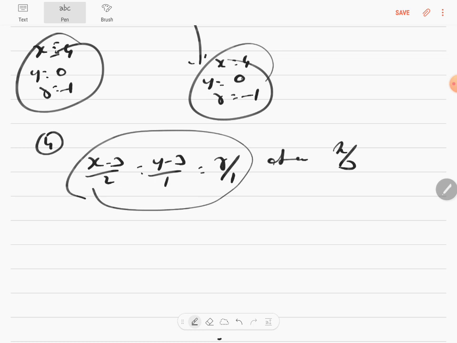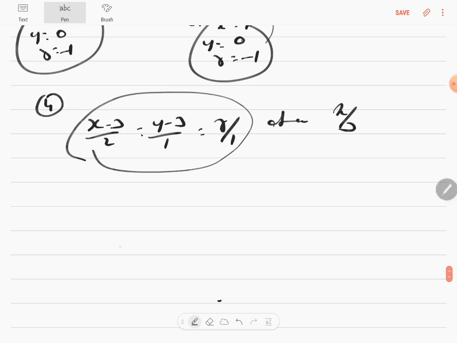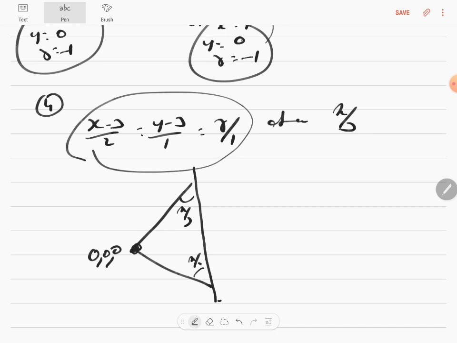The two lines are passing through the origin. So the diagram is like this. There are two lines which are passing through the origin. This is the origin, this is one line, this is another line. Both of which are passing through the origin. But they're making a common angle of pi by 3 to the third line, which is this line, x minus 3 by 2 is equal to y minus 3 by 1 is equal to z by 1. So therefore, how to do this sum?